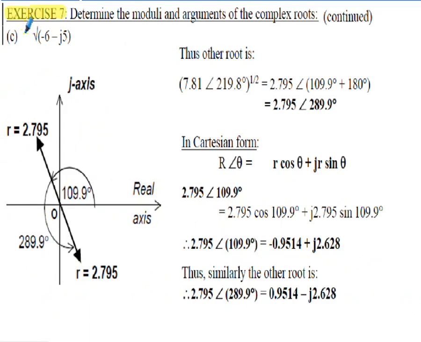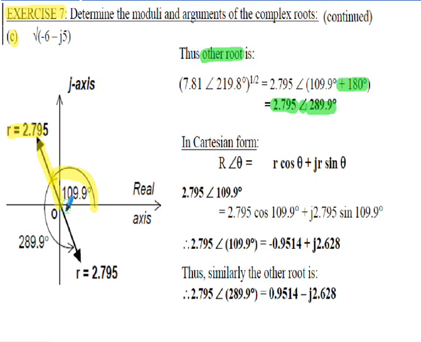Exercise 7 solutions continue for part C here. From the previous page, we know that the first root we found is in the second quadrant, the R is 2.795 and the argument is 109.9 degrees, so that's the position shown there. If we want to find the second root, in this particular case, we simply add 180 degrees to the original angle. So the second complex number root is 2.795 argument 289.9 degrees, which is 109.9 degrees plus 180 degrees.